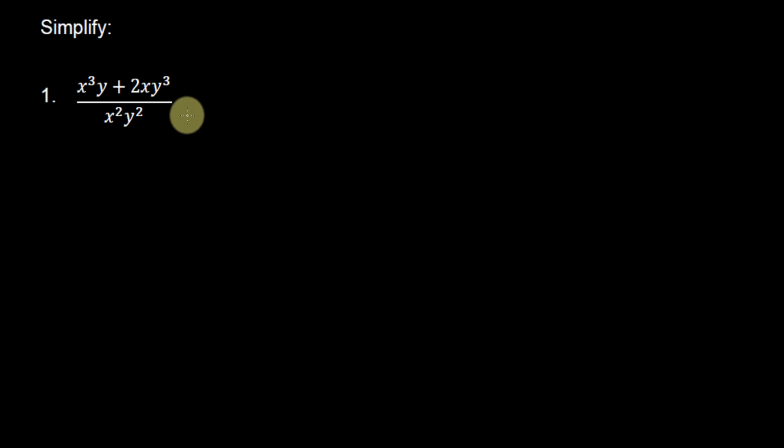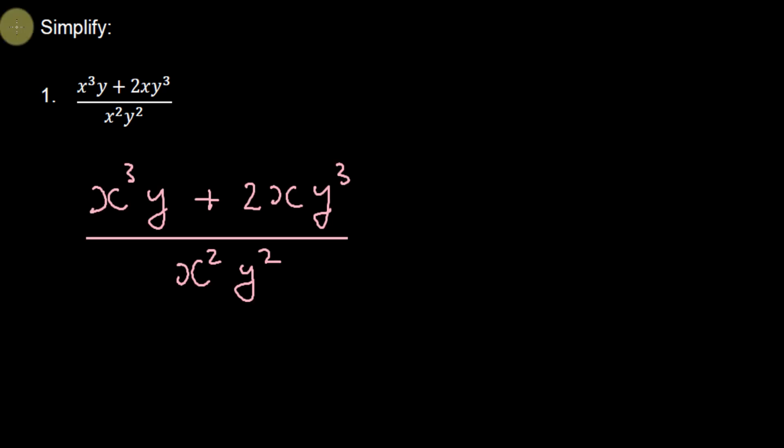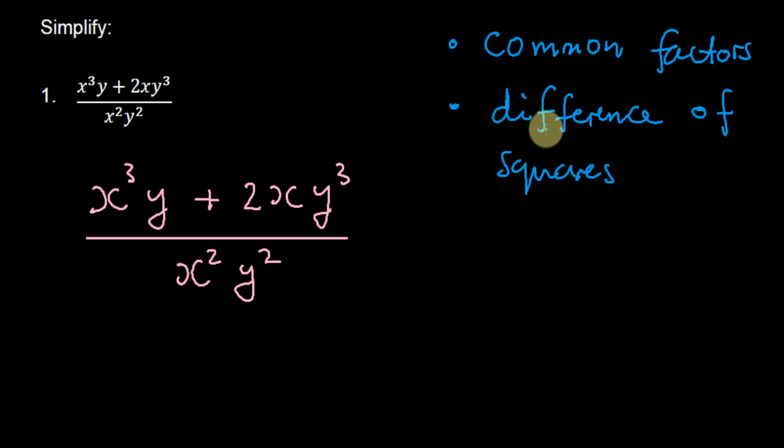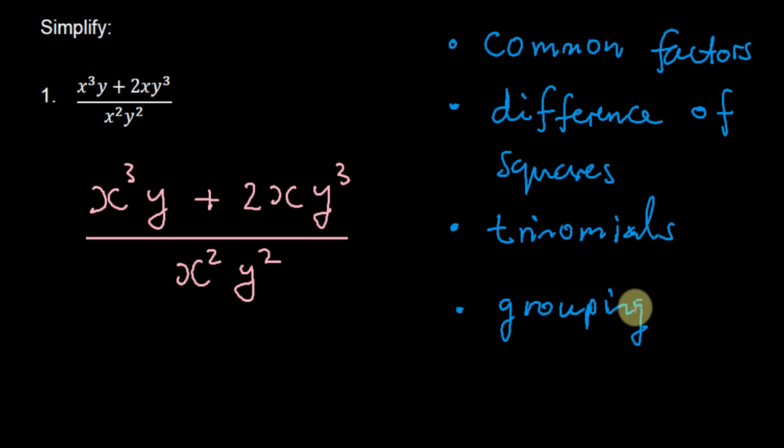When we simplify complex algebraic fractions, such as the ones in this tutorial, we need to look at how we can factorize the numerator and/or the denominator. So we need to recall the different ways in which you can factorize. Recall that we can have common factors, we can have a difference of squares, we can get trinomials, and we can also have grouping. So these are the four types of factorizations that we will try and apply.